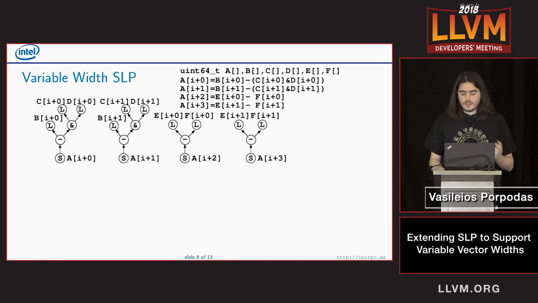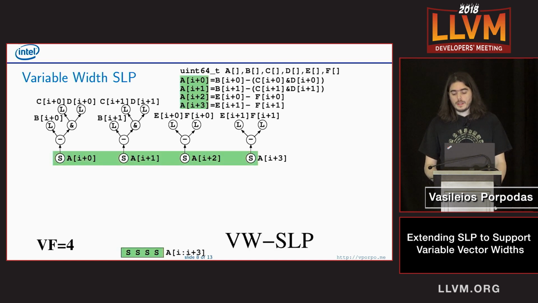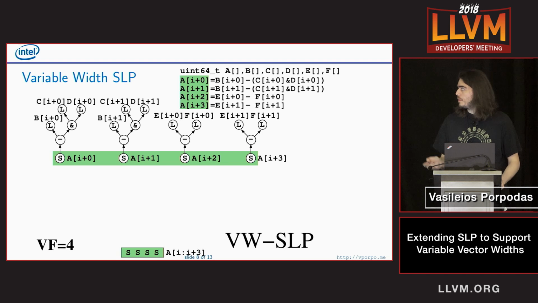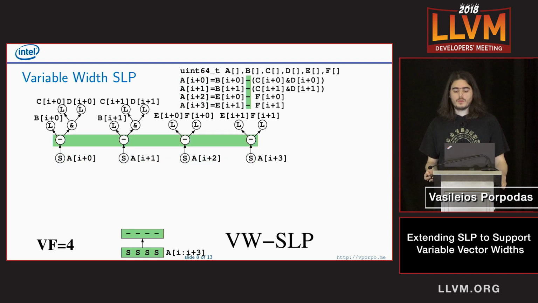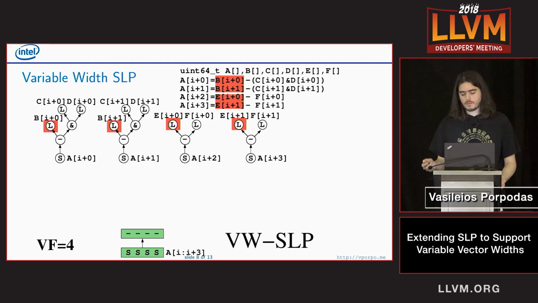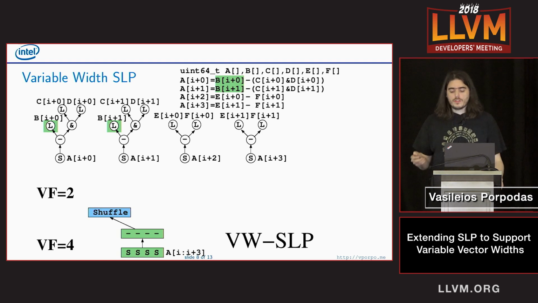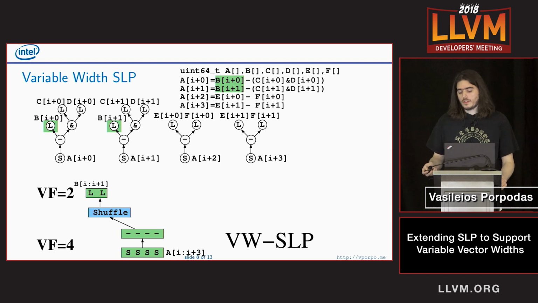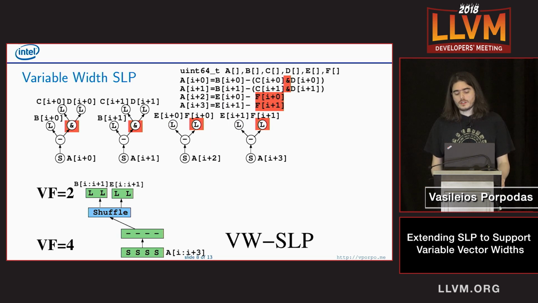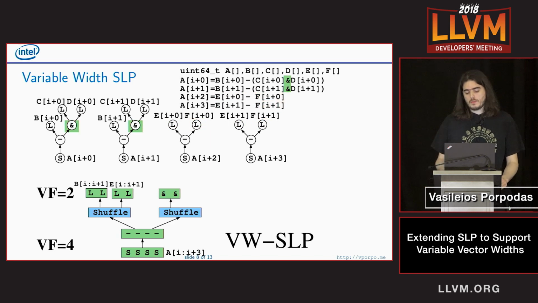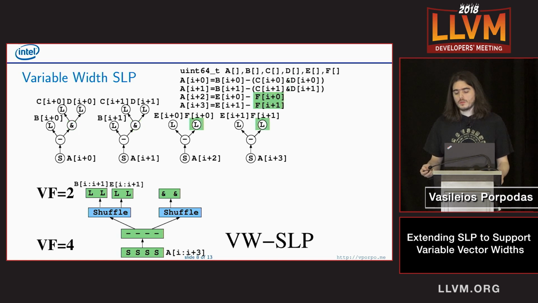All right. So here's why we need variable width SLP. I'm going to use the same code, and I'm going to show you how this new scheme can perform a bit better. All right, so once again, we start with a vector factor of 4. Then we create another node out of the 4 subtractions. And now we reach the point where SLP bailed out. As you can see, of course, these 2 loads can actually be combined together. And that's exactly what we do. So we emit a shuffle instruction, and we reduce the vector width from 4 to 2, and that allows us to keep on vectorizing.